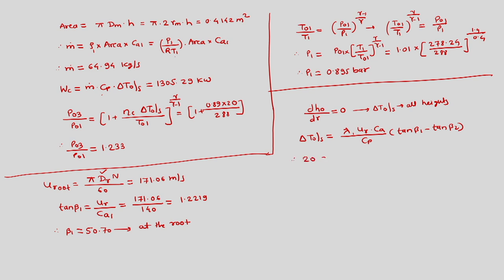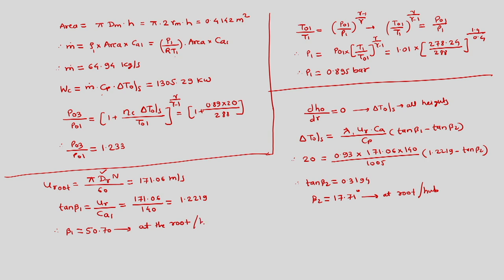So we have this as 20, the work done factor as 0.93, U as 171.06, CA as 140 divided by 1005. So we know tan beta 1, which is 1.2219, minus tan of beta 2. So this gives us tan beta 2 equal to 0.3194. So beta 2 is equal to 17.71 degrees at root or hub. So this is how we would solve the example which is giving different requirements for root and hub.